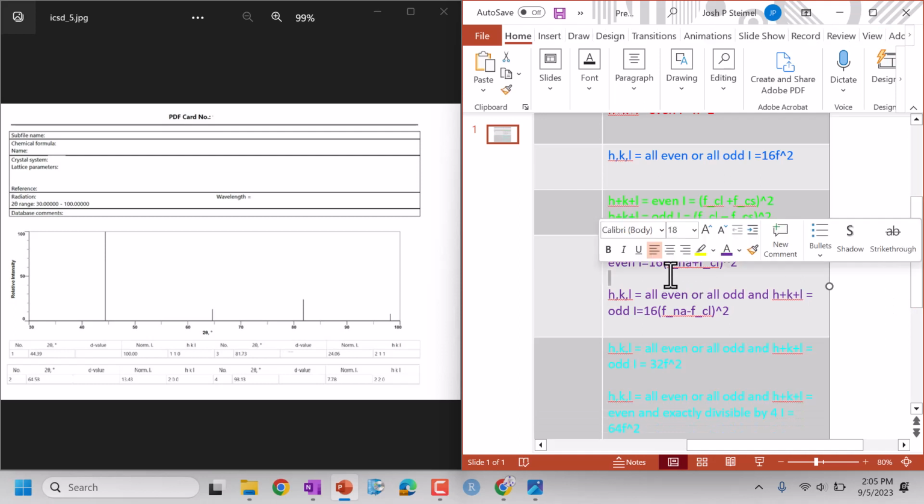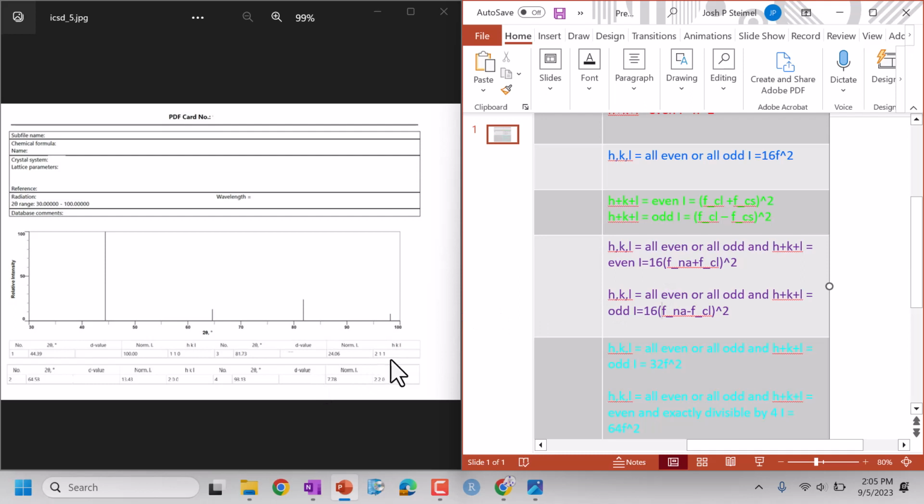What about NaCl right here? Well, first, our H, K, and L all have to be all even, or they all have to be all odd. So they can't be mixed effectively. Otherwise, I'm not going to see a signal. So this is mixed, evens and odds. So dead. So it's not NaCl.